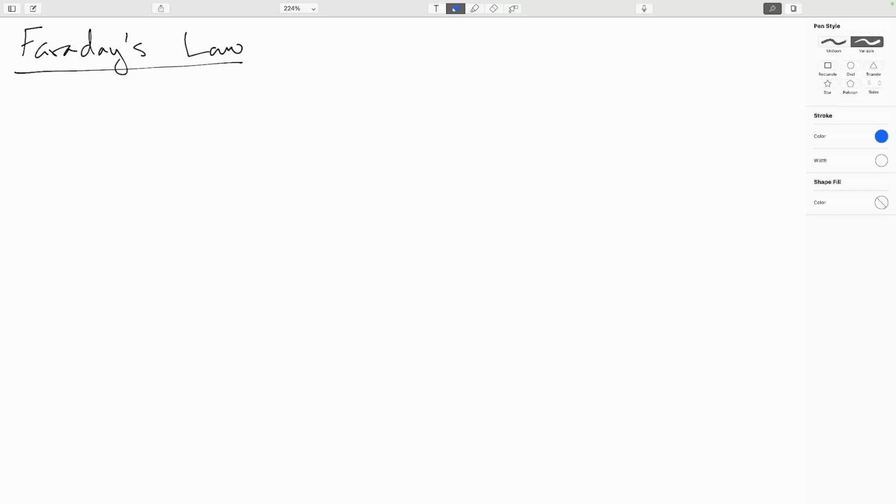So now we're at a point where we can go ahead and introduce Faraday's law of induction. So let's say we've got some region right here where we've got a change in the number of magnetic field lines. So let's say the way we're doing it is I've got a field going into the screen and the field strength is increasing.